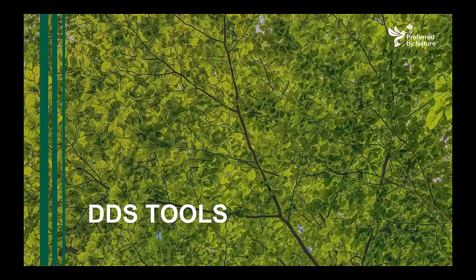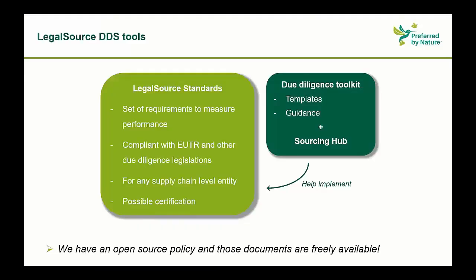Right, so let's start with tools that can help you strengthen your due diligence system. Let me walk you through our legal source standard first, because we have a lot of questions about that. So we have a due diligence standard. We have developed a set of requirements that apply to a strong due diligence system, and those requirements align with the EUTR and therefore UKTR. This set of requirements is within a standard and can be used by any supply chain level entity that is doing due diligence, including operators. It is possible to get certified against this standard, but it's not something that's mandatory. Anyone can use this checklist and those requirements to strengthen their due diligence, right?